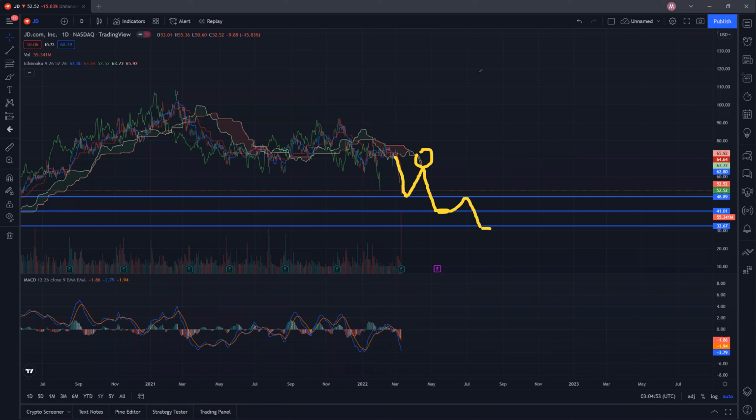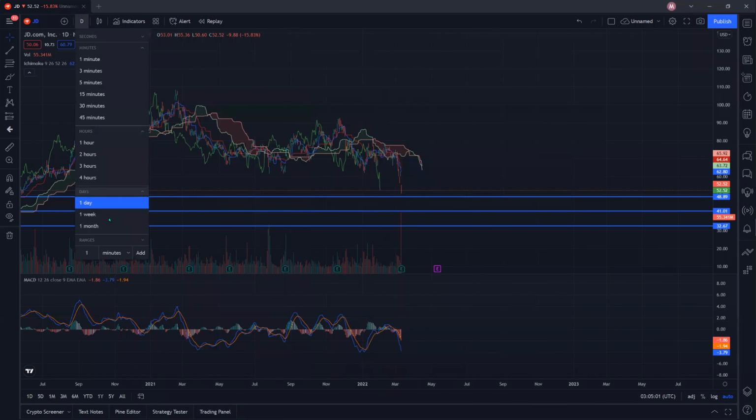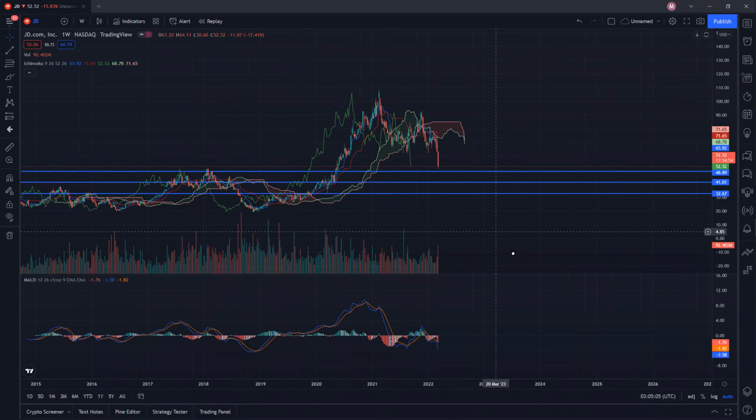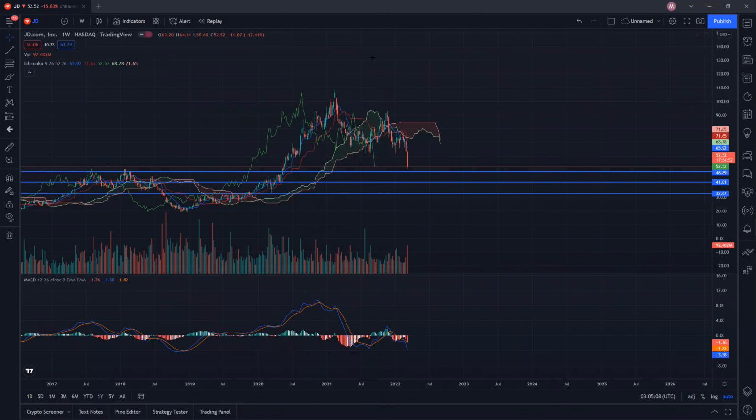If you look at the MACD, currently the MACD is still pointing downwards, so it's very bearish. I do expect more downside. As for the weekly MACD, you can see that it is also once again pointing downwards, and the histogram is definitely appearing more red. So I do expect more downside. Only when the weekly MACD starts to cut above convincingly, then potentially we may see a strong reversal for JD.com.